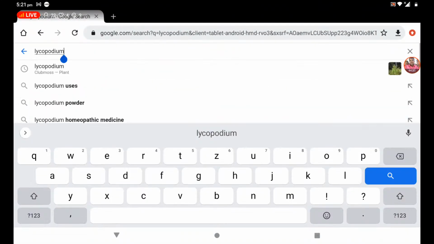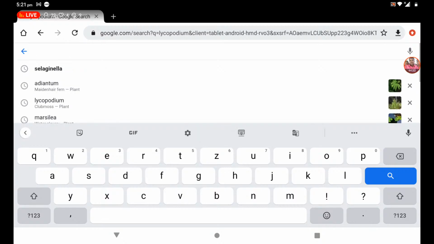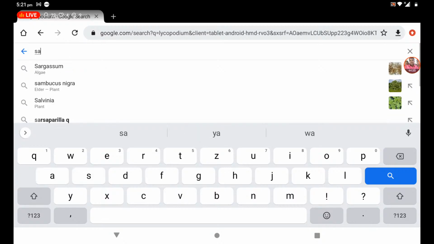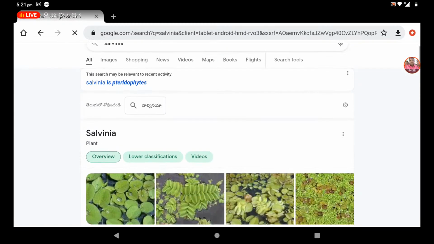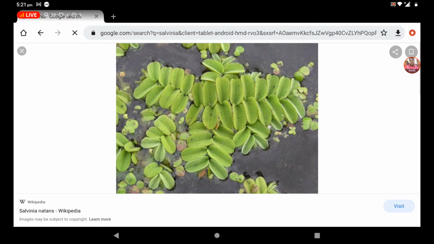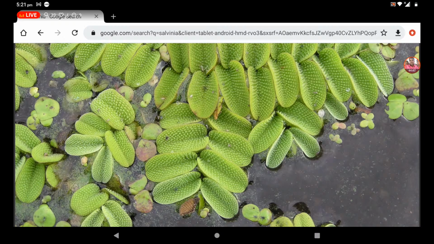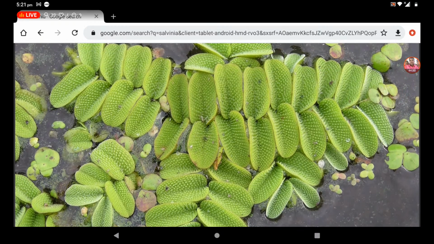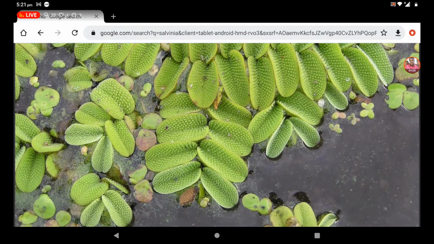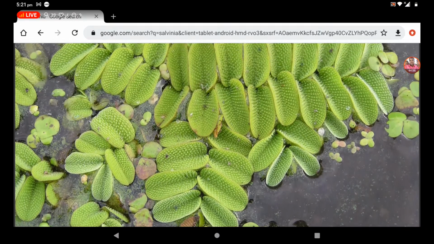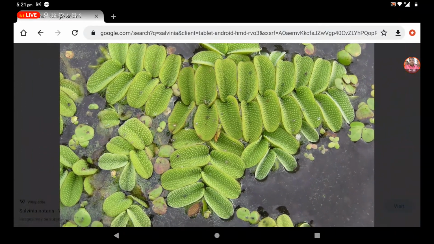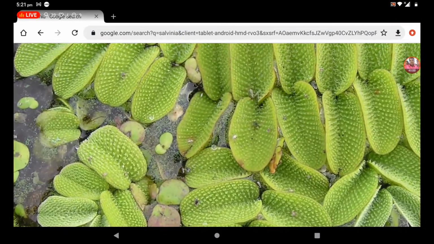Salvinia we will take now. That also we can observe once. Salvinia. Heterospores are possible, and even the dioecious condition. So, two types of spores and dioecious condition. On the water surface only their leaves are appearing.